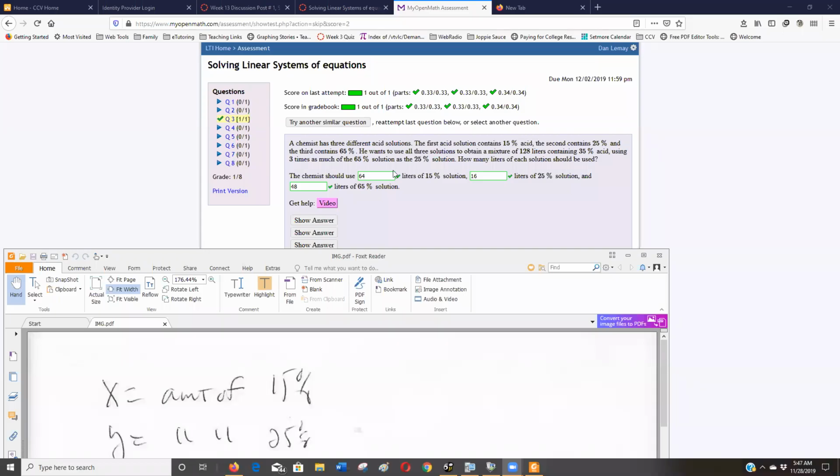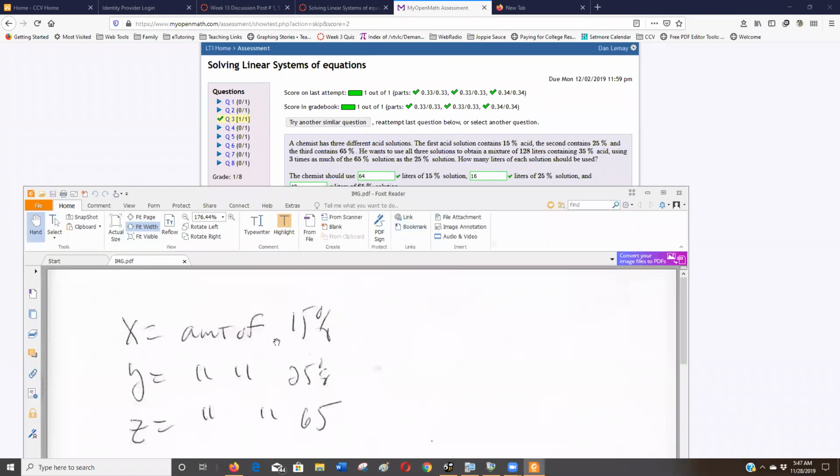Okay, so my version of this question said, I've got 15% acid, 25% acid, and 65% acid, and they want me to make a mixture of 128 liters that has 35% acid. They tell me to use 3 times as much of the 65% as the 25%. So I set this up. X, of course, is the amount of 15%, Y is the 25% stuff, and Z is the 65% stuff.